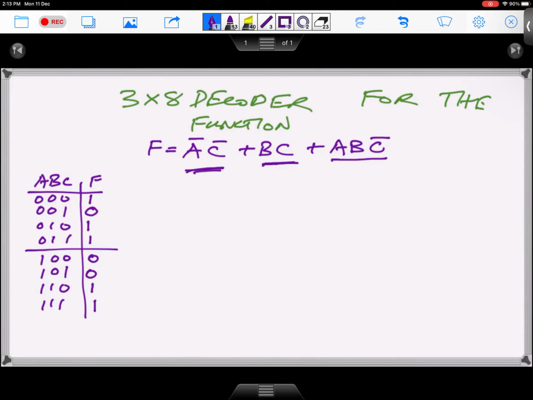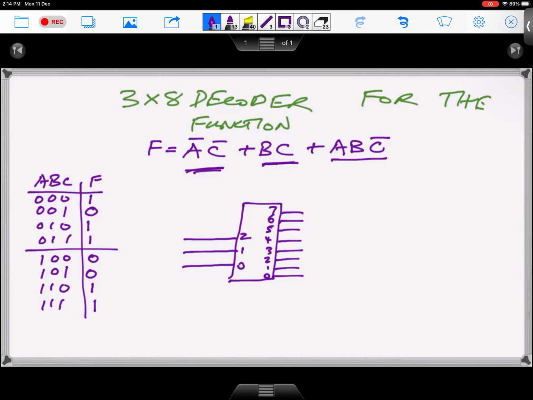So we have a 3x8 decoder. So we have to draw our 3x8 decoder as a block. We're going to have 8 out, and these are going to be numbered 0, 1, 2, 3, 4, 5, 6, and 7. We are going to have a 3 in, and these are going to be numbered 0, 1, and 2.